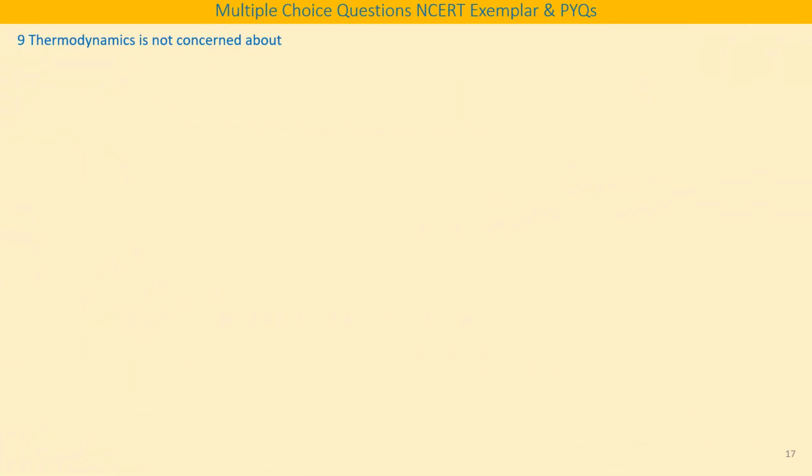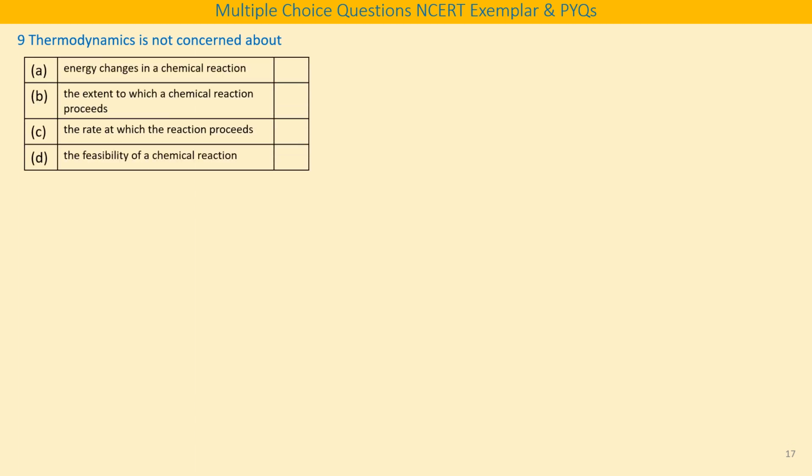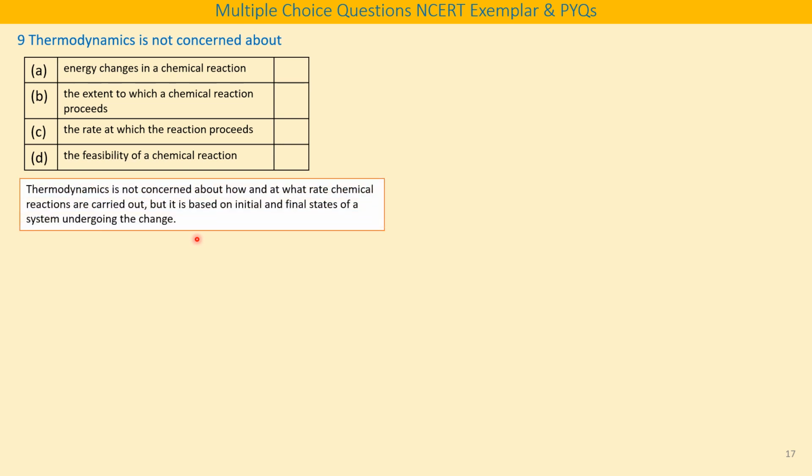Next question. Thermodynamics is not concerned about, four options are given: energy changes in chemical reaction, the extent to which a chemical reaction proceeds, the rate at which the reaction proceeds, and option D is feasibility of a chemical reaction. The explanation is that thermodynamics is not concerned about how and at what rate chemical reactions are carried out, but it is based on the initial and final states of a system undergoing the change. This I had explained in the introductory part of this video. Please mark it. The correct option is the rate at which the reaction proceeds.